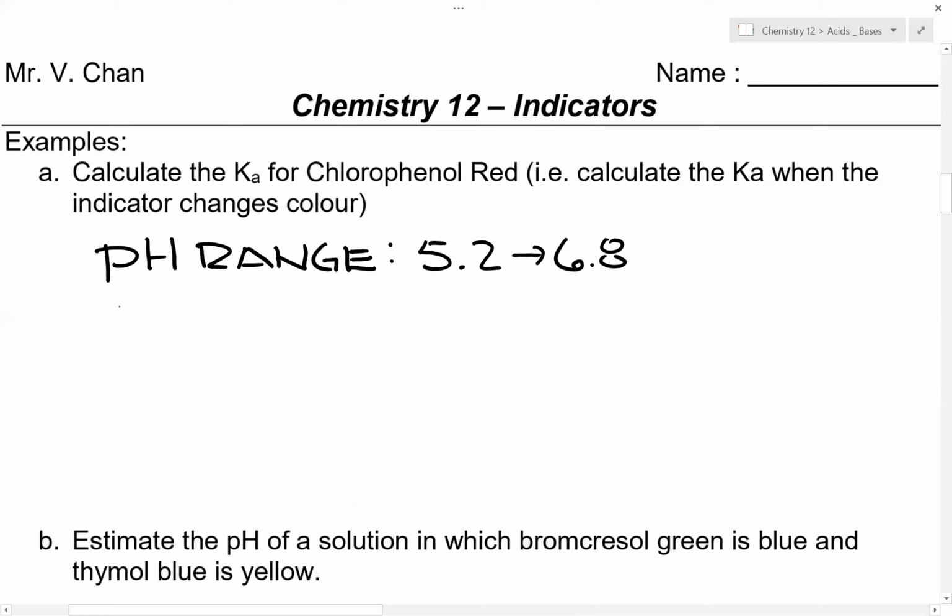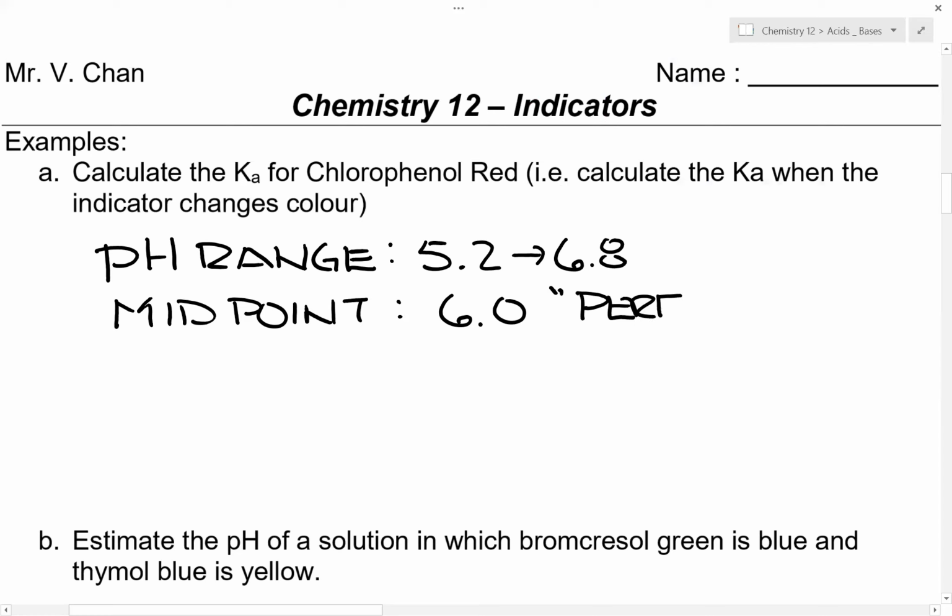Now, what you want to do is find the midpoint. So this will be 6.0. I will call this the perfect transition.